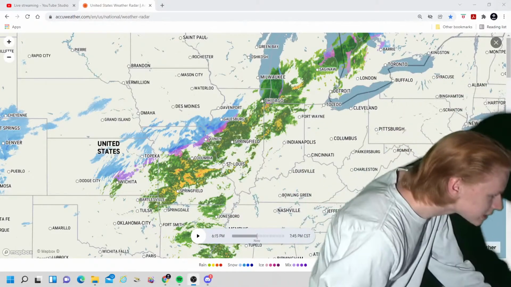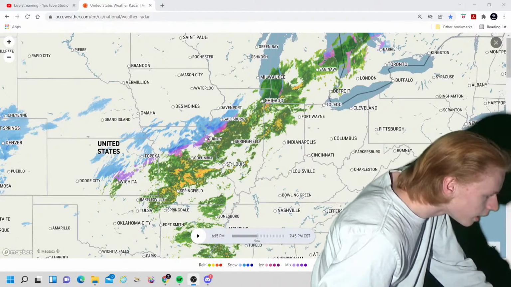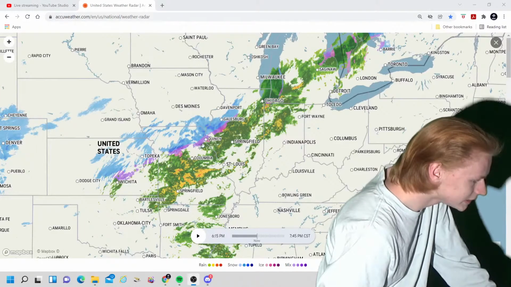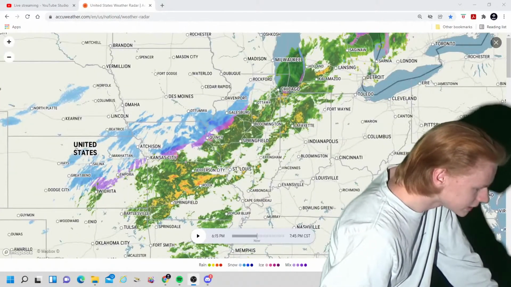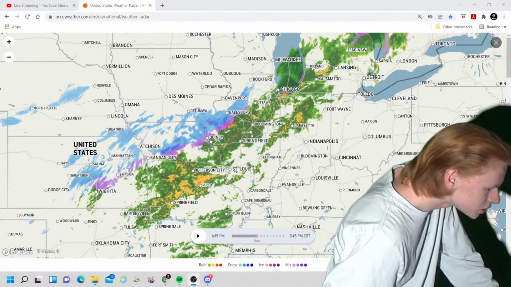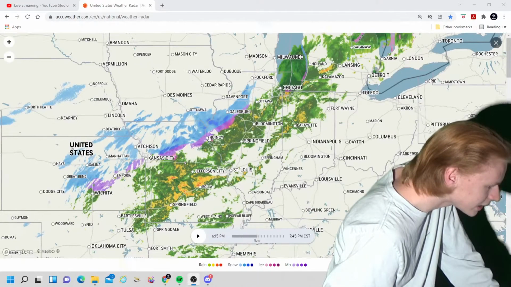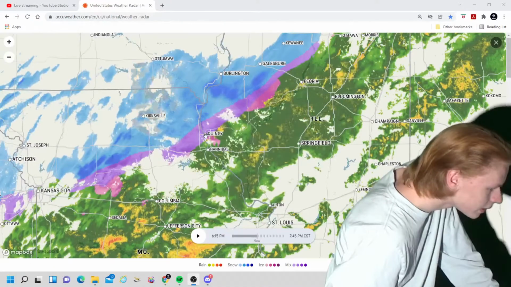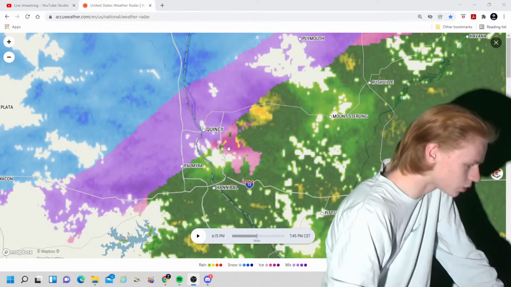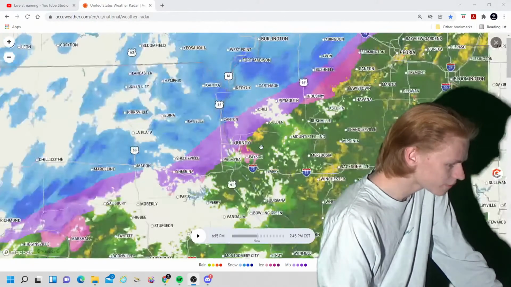I'm looking at this generally north. You're going to see more of the snow and freezing rain. You know, Quincy. I don't know if that's Quincy, Illinois or Quincy, Missouri. It's right on the state line. I'd have to zoom in. It appears to be in Illinois. So that's Quincy, Illinois right there.